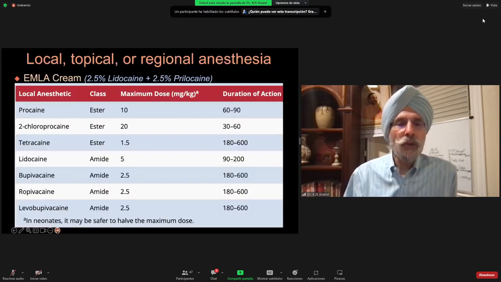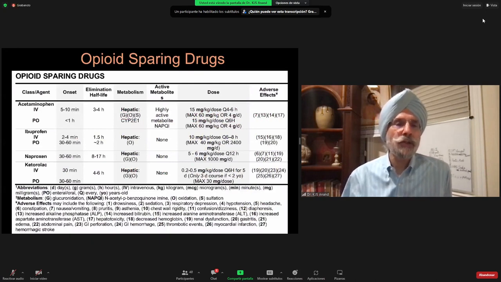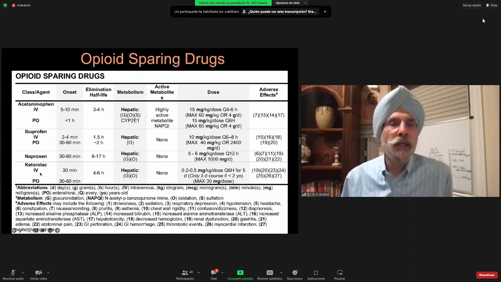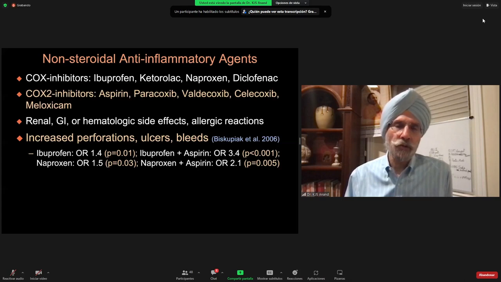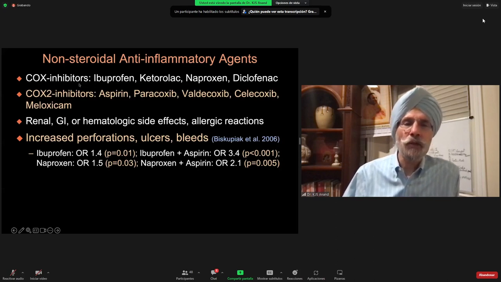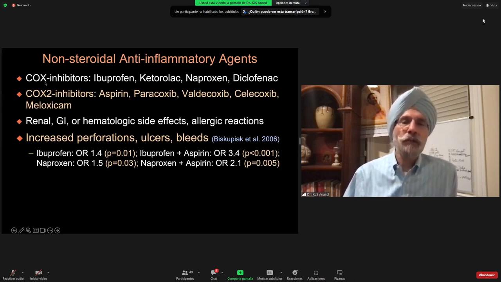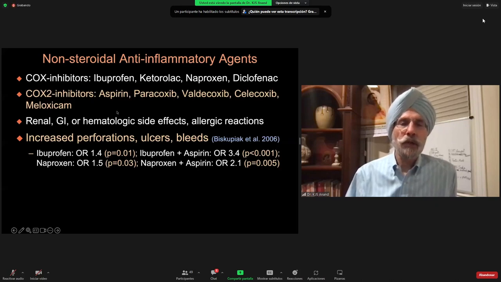Moving on to how we can spare opioids in the NICU. I think the key issue is that there are a number of drugs: IV or PO acetaminophen, ibuprofen, naproxen, mostly given by the enteral method, and ketorolac, which can be given both enterally and intravenously. These are some of the drugs that have been shown to reduce the requirement for opiates. You can classify them into the non-specific cyclooxygenase inhibitors and the COX-2 specific inhibitors.